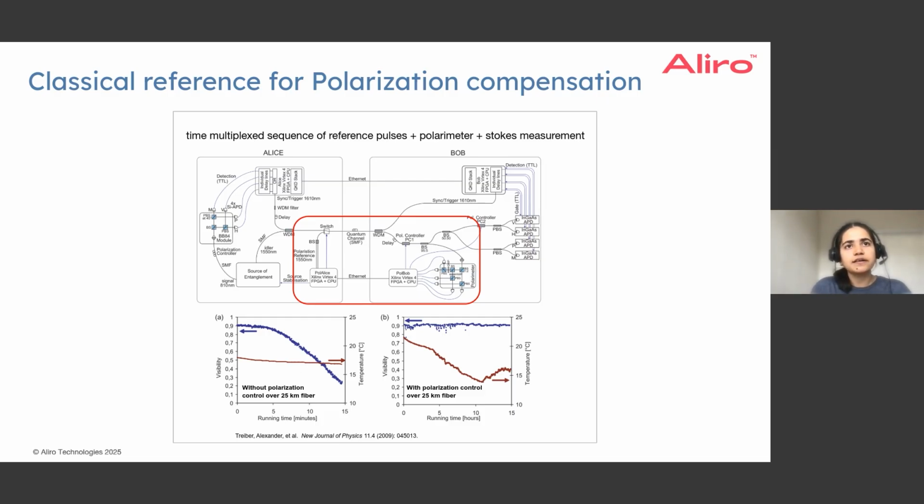So you can see in the figures shown below, there are examples where in the presence of the polarization compensation versus absence, there is a significant difference in the measured visibility. It is very much stable with polarization control despite huge temperature fluctuations. And in the former plot, there is a degradation in the visibility over time when there is absence of compensation.